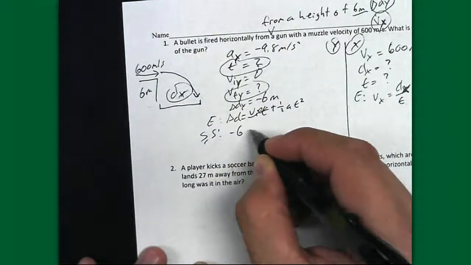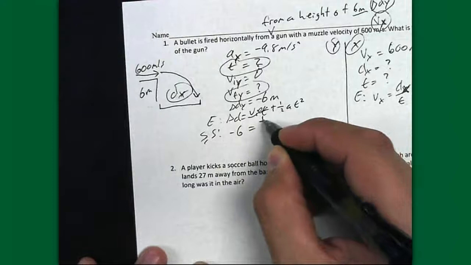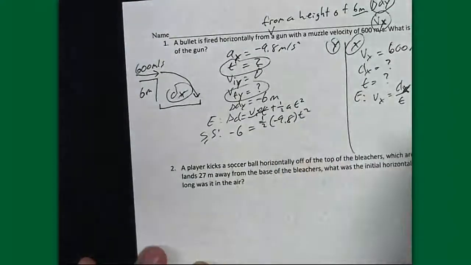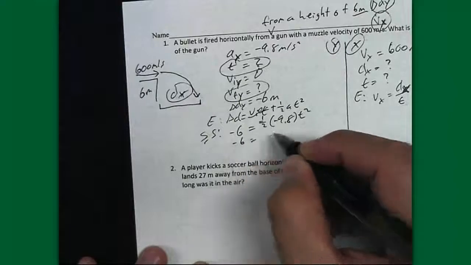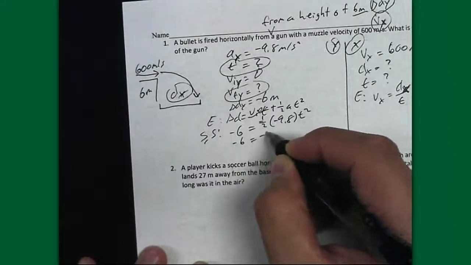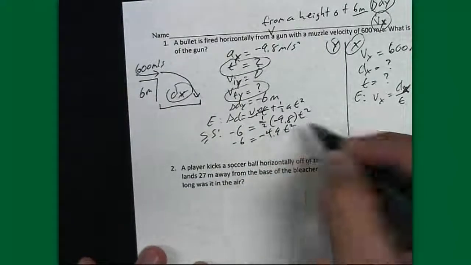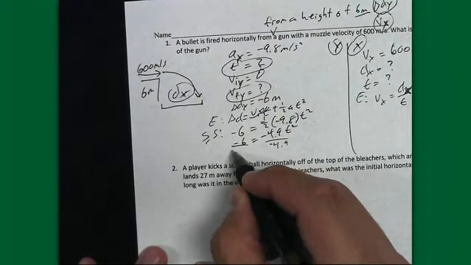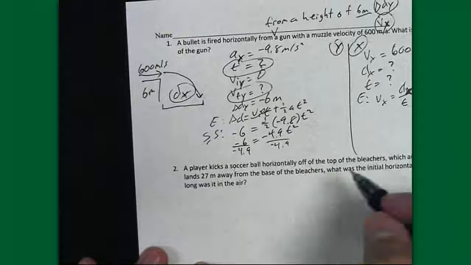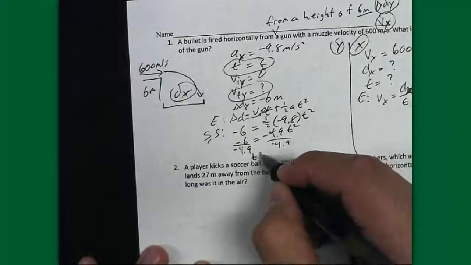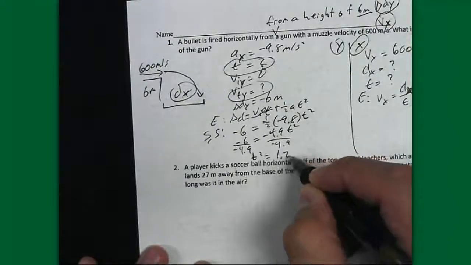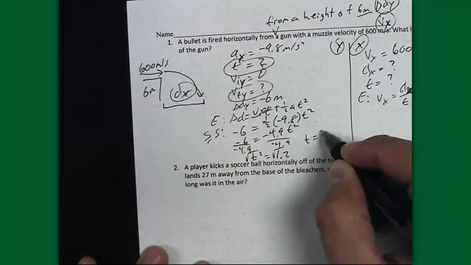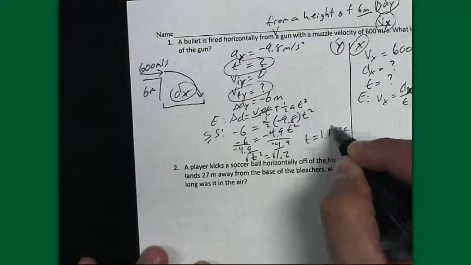Substitute and solve. Negative 6 equals 1/2 times negative 9.8 t squared. Negative 6 equals half of 9.8 is negative 4.9. Divide both sides by negative 4.9. And that gives you t squared of 1.2. And then we're going to take the square root of both sides to get t equals 1.1 seconds.